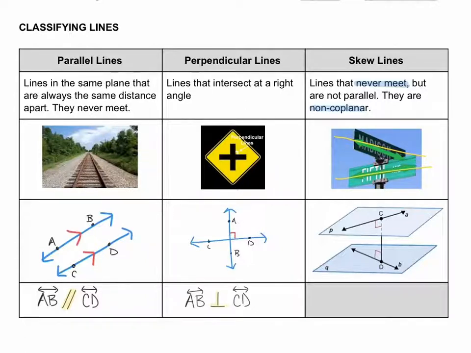We can see the same thing here in this diagram below. We've got two lines that are on two different planes, one above the other. So these lines aren't going to meet. But they also aren't parallel because they don't run in the same direction. So these lines are skew lines.